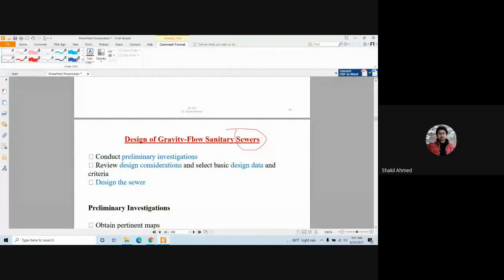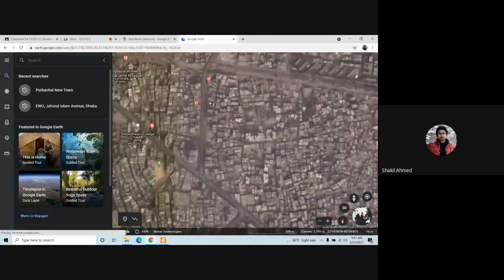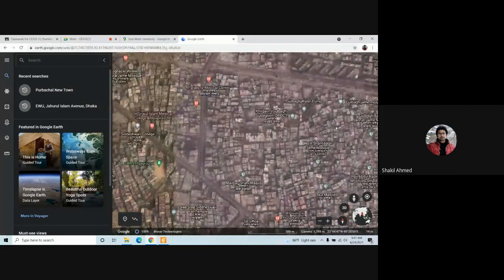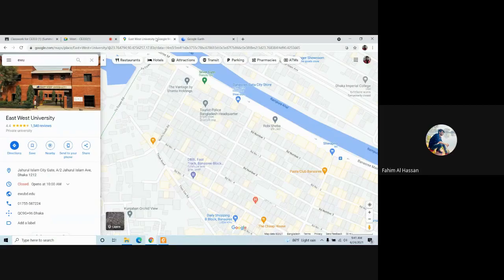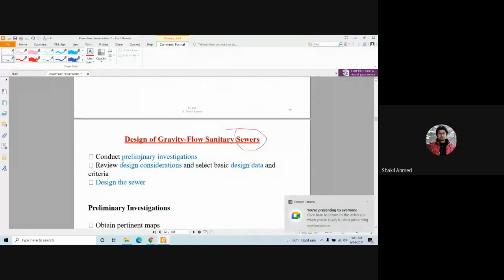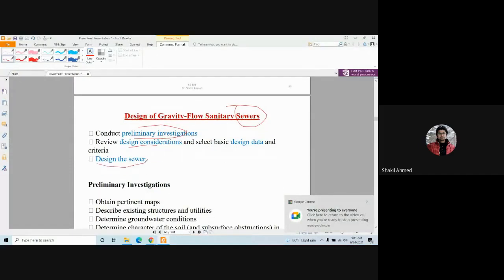And you'll also have to explore the map. If you want to design a sewer network, first of all, you need to know the layout of that location. You can use a drone survey to have a clear picture and the elevation also. A drone survey. These are very popular now. Okay? Yes, sir. So using that, you do the preliminary investigation, design consideration, and then design the sewer.